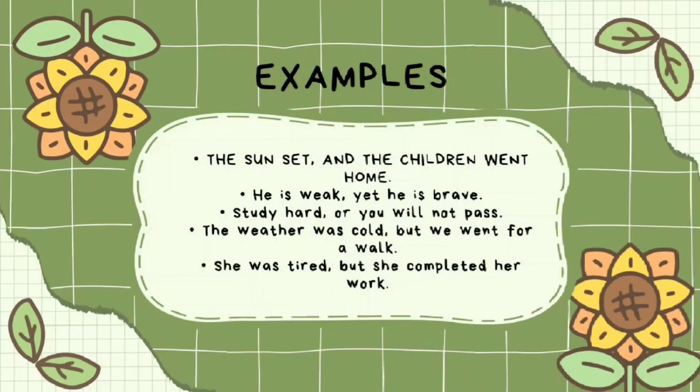He is weak, yet he is brave. Again, we have two simple sentences in this example and they are joined with the help of a coordinating conjunction, yet. Study hard or you will not pass.